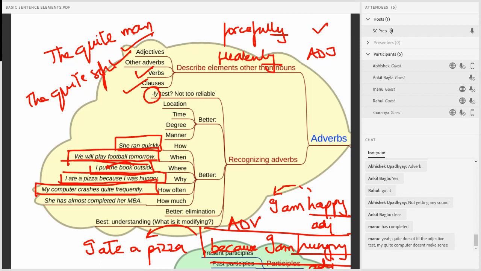Don't rely on these ly rules. Don't even rely on these how, when. Understand what are we describing? Are we describing a noun? If we are describing a noun, it's an adjective. But if we are describing a verb, it's an adverb. If we are describing an adjective, it's an adverb. If we are describing another adverb, it's an adverb. If we are describing a clause, it's an adverb. That is the way to do this.